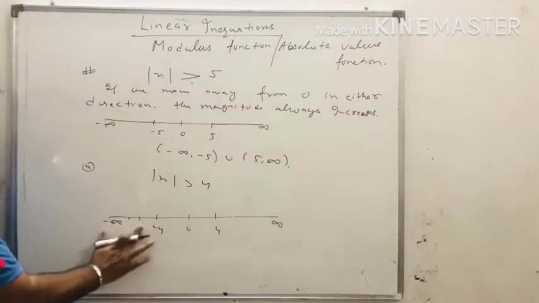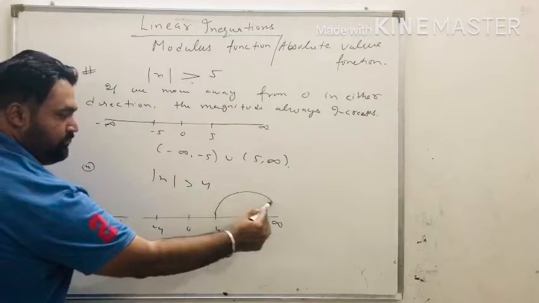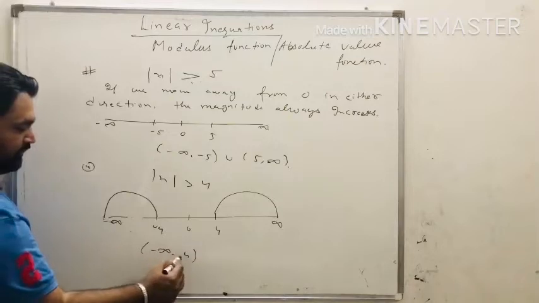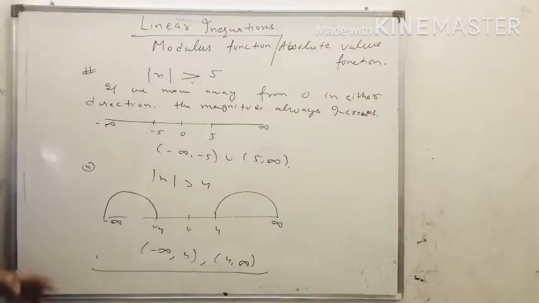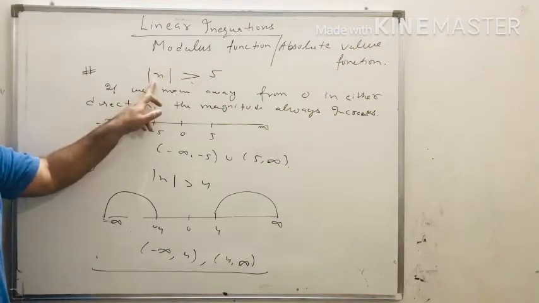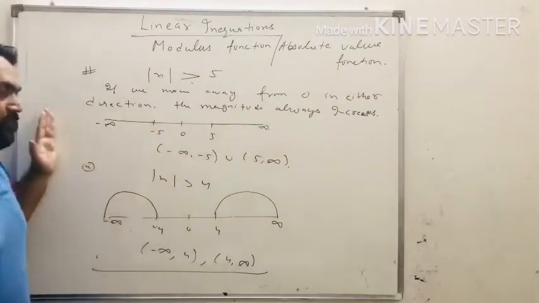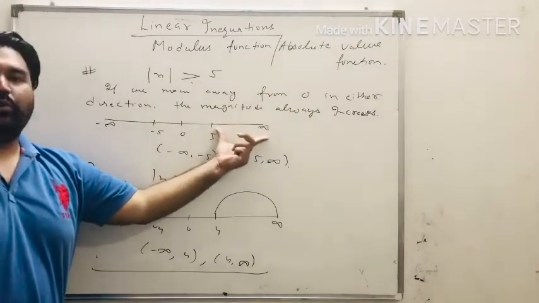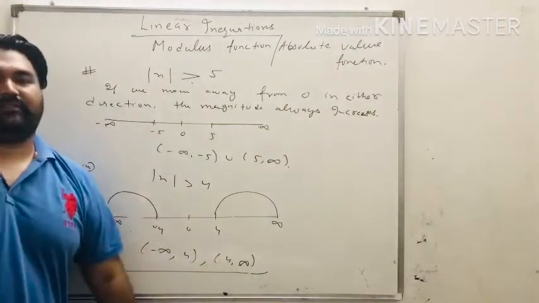So now in this question, minus 4 and 4. So away from 0, this becomes 4 to infinity. This becomes minus infinity to minus 4. So minus infinity to minus 4, 4 to infinity. Remember one thing, whenever the sign is greater than with modulus function, always move away from 0. So the intervals become minus infinity to minus 5, 5 to infinity. In this case, minus infinity to minus 4, 4 to infinity.